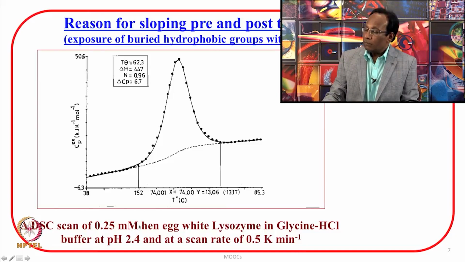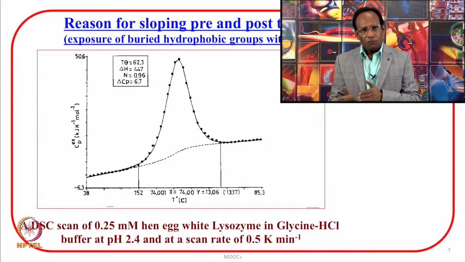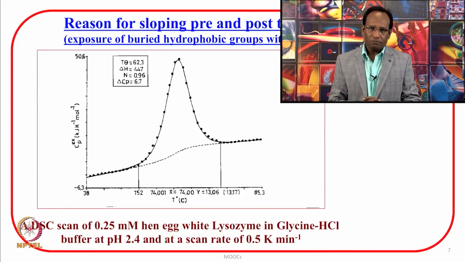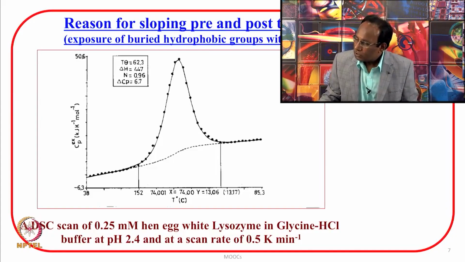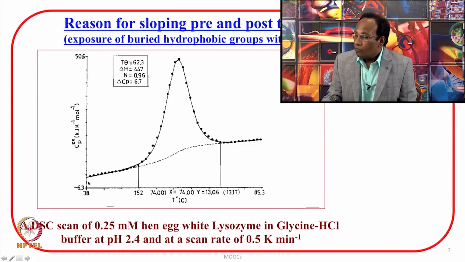And let me give some more information that hen egg white lysozyme transitions have usually been observed to be calorimetrically reversible in nature. What I mean is, if you cool it down and reheat, one will again get the same transition back. However, the question that we are addressing here is, let us take a look at this figure, why this pre-transition baseline is sloping and why this post-transition baseline is sloping. However, their slopes, if you carefully look, are different. So, let us discuss that.